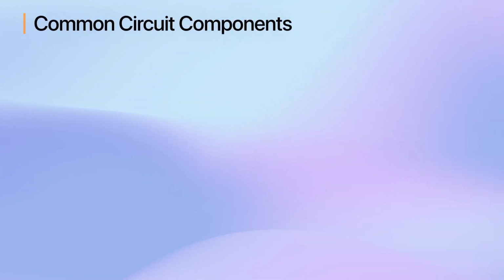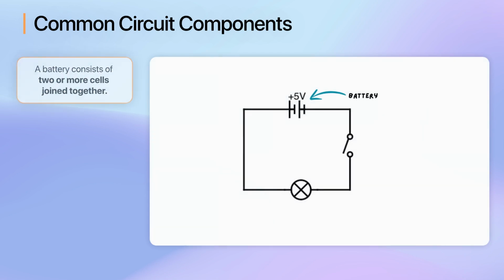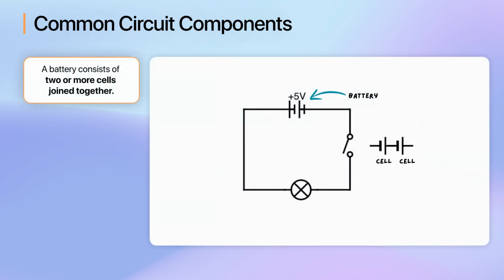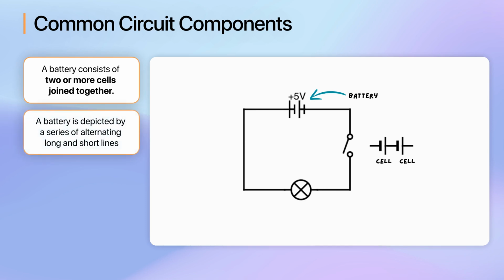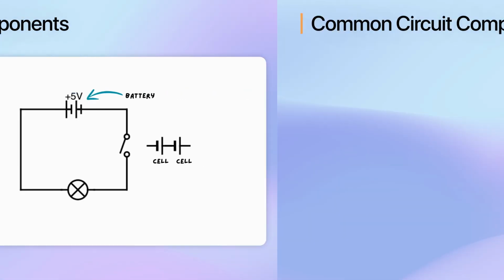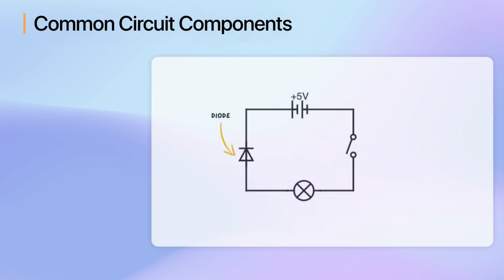Another type of power source is a battery. A battery consists of two or more cells joined together. It provides more power and lasts longer than a single cell. In circuit diagrams, a battery is depicted by a series of alternating long and short lines, representing multiple cells connected together. Let's now look at diodes and LEDs.